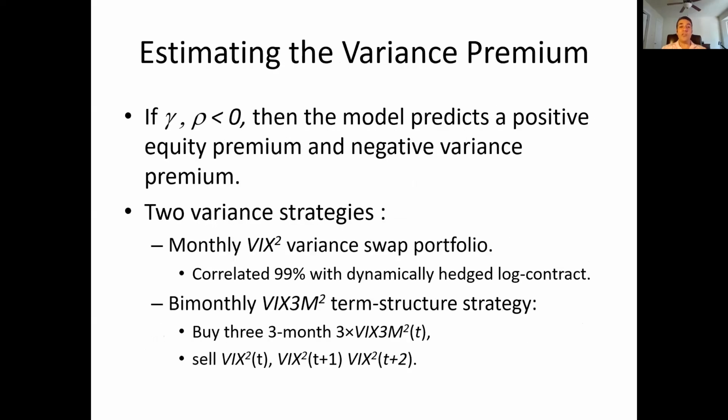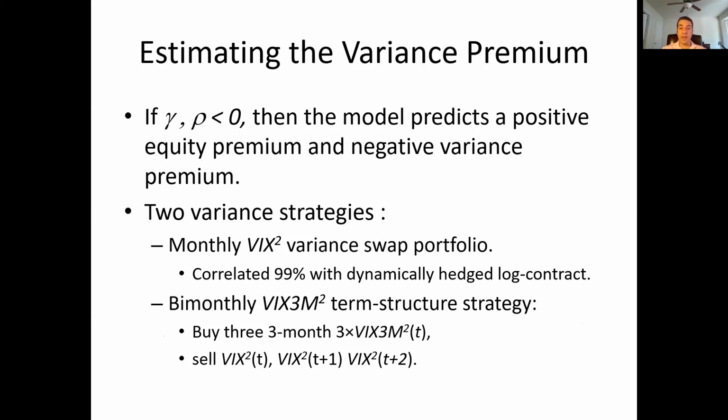So I would like to estimate the variance premium. And I should mention that if the equity risk aversion has the right sign, and if variance is negatively correlated with stock returns, which I'll show you from summary statistics is true, then the model predicts a positive equity premium and a negative variance premium. Right? And I'll give you the intuition for that.